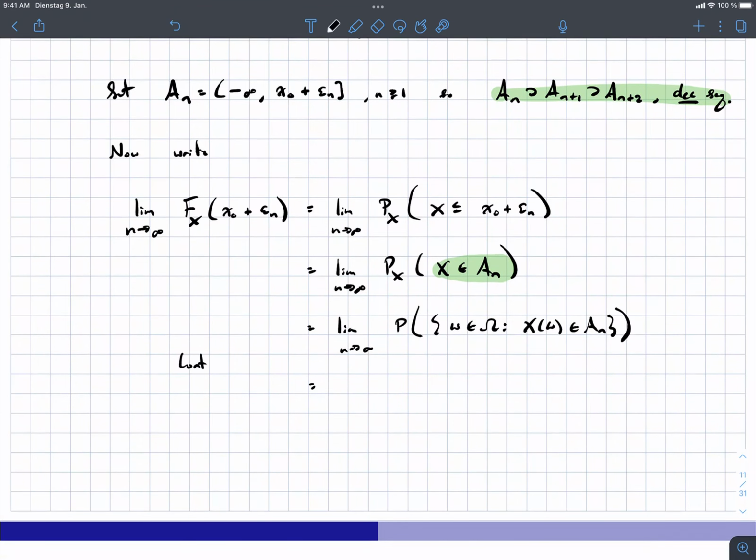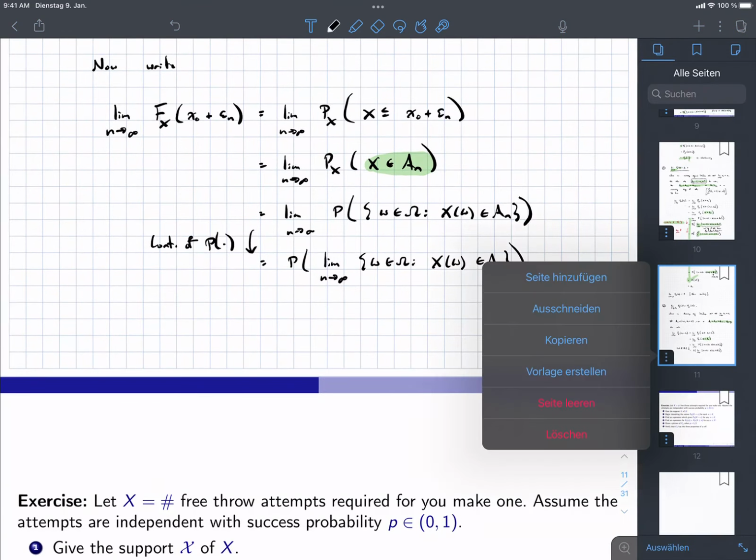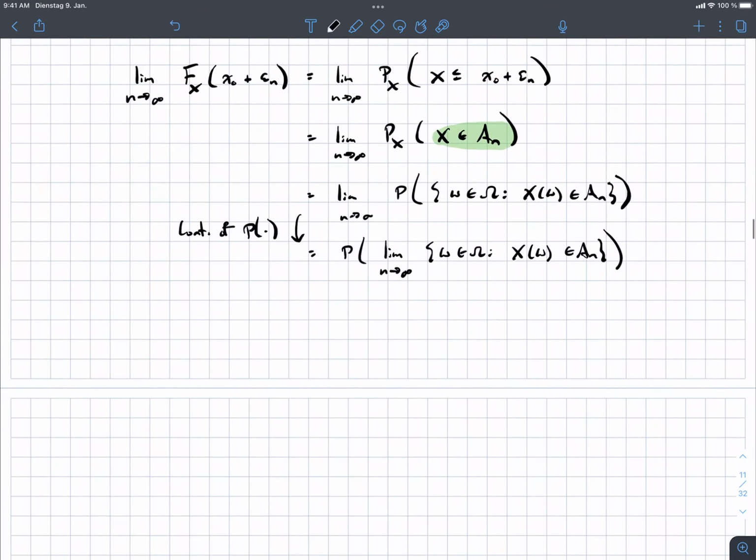By continuity of probability functions, I can send the limit inside, and since this sequence is a decreasing sequence, I've got the intersection of all of these. So decreasing sequence of sets.